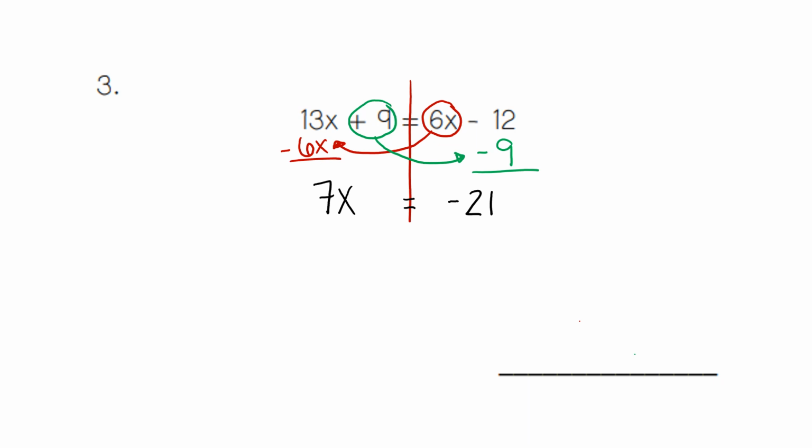Our final step, when we have only two numbers left, is to divide. We must divide in order. The negative 21 divided by the x value 7 to get a final answer of negative 3.